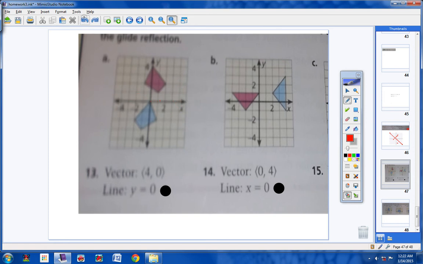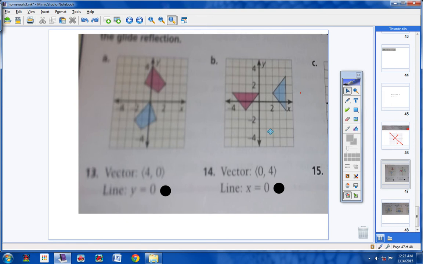Let's take a look now at letter B. Let's take this object here. We're going to move it 4 to the right, so we would go this direction here, 1, 2, 3, 4 over here. So I took this blue figure and I moved it 4, 0. And now the reflection y equals 0 is this line here. If I were to reflect this object in this line, it definitely would not land on top of the red object. So I know it's not the first two pictures, okay? So number 13 is not A or B.